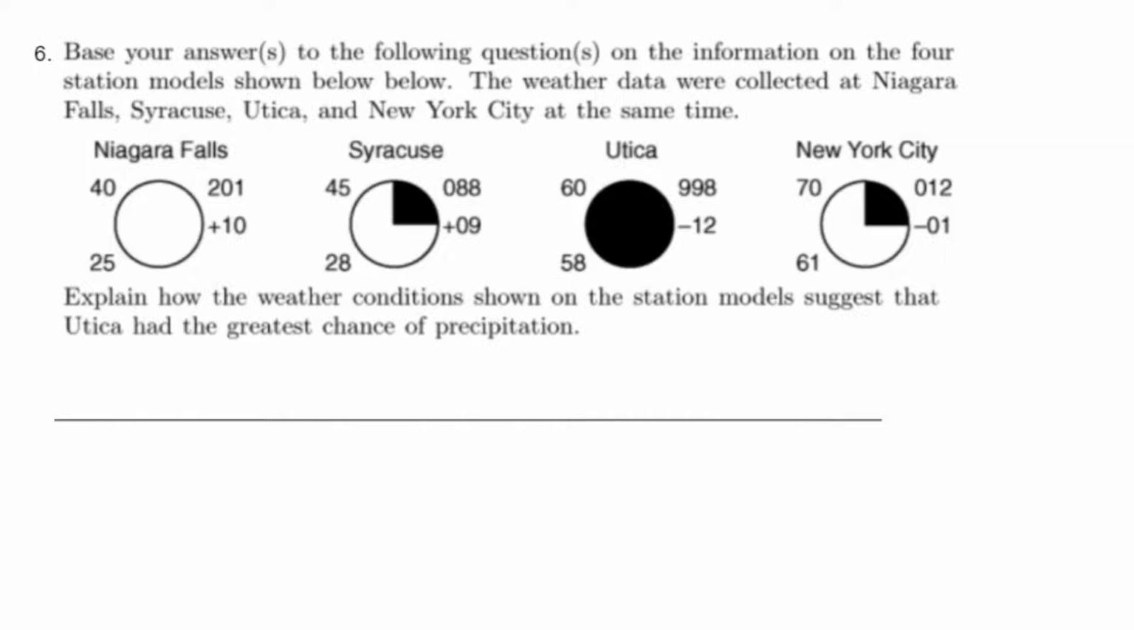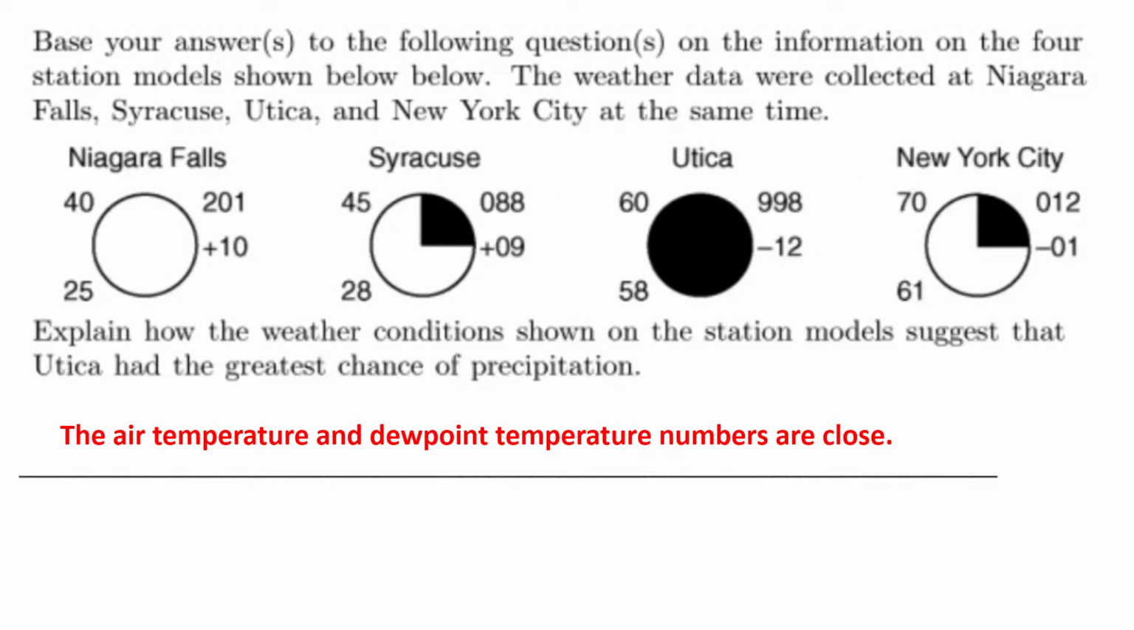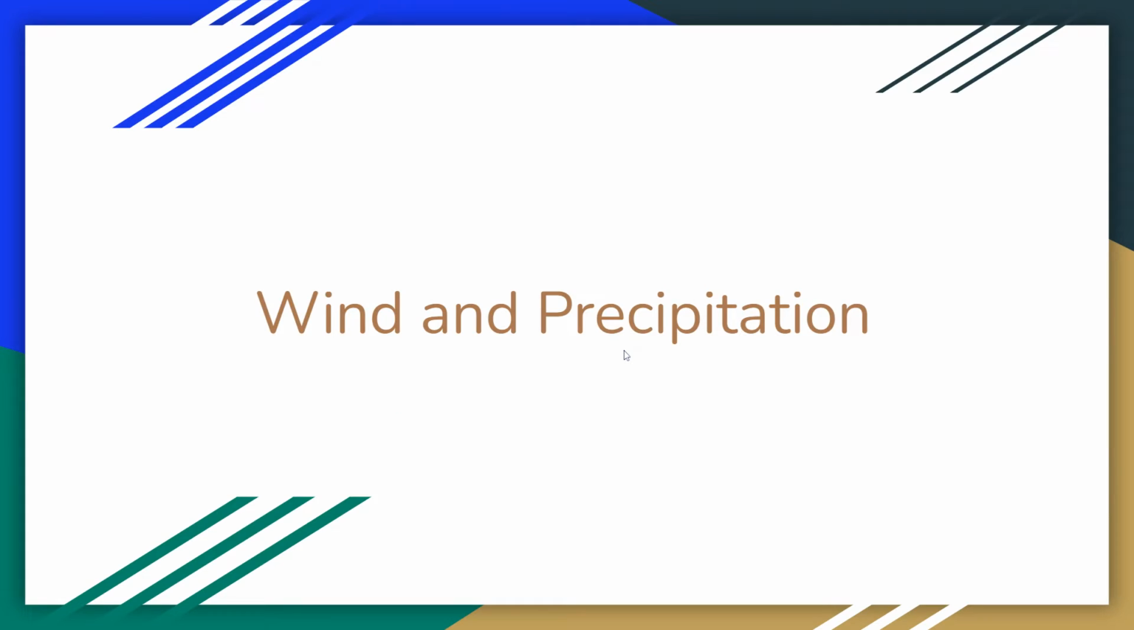Pause this video and try number 6. Base your answers to the following questions on the information on the 4 station models shown below. The weather data were collected at Niagara Falls, Syracuse, Utica, and New York City at the same time. Explain how the weather conditions shown on the station models suggest that Utica had the greatest chance of precipitation. The correct answer is the air temperature and dew point temperature numbers for Utica are very close, closer than any other place here, right? And the closer the numbers are for air temperature and dew point, the higher the chance of precipitation there is.